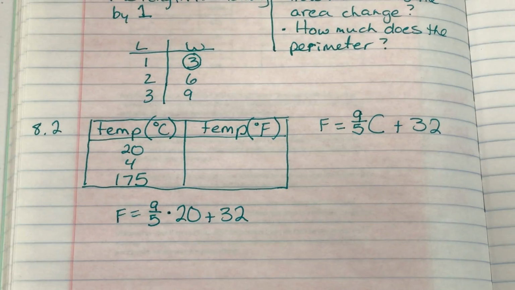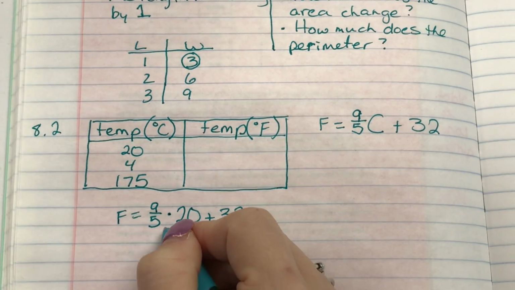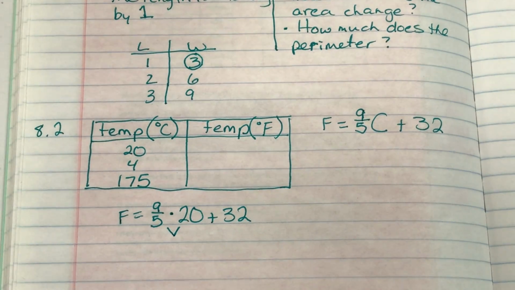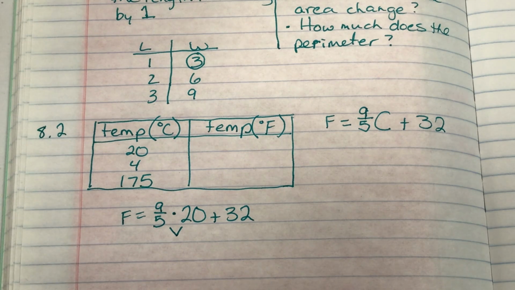So now we do order of operations. So somebody do 9 over 5 as a fraction times 20 for me. What do you get? So 9/5 times 20. You can check with the calculator.